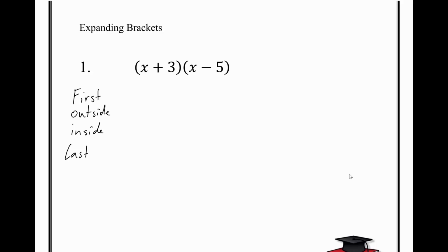To start off with, we have first, which means we just multiply the first set of numbers within each bracket. This will give us x times x, which equals x squared. Next, we have outside, which will simply be x times minus 5 to give us minus 5x. Next, we have inside, which is the inside 2, which will be 3 and x. This will give us plus 3x.